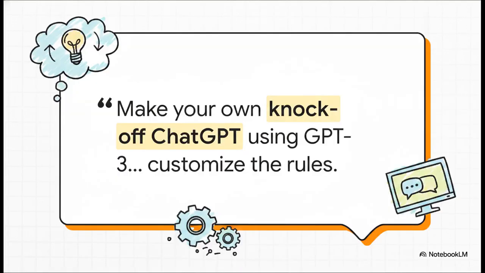This completely hits the nail on the head regarding a point made by AI researcher Riley Goodside. He tweeted back in late 2022 how to make your own knockoff ChatGPT using GPT-3, where you can customize the rules to your needs. This perfectly captures the big revelation here. The entire ChatGPT experience is, at its core, just a brilliant application of prompted text rules. By setting up that back-and-forth script format we just talked about, absolutely anyone with API access can create a custom conversational AI.